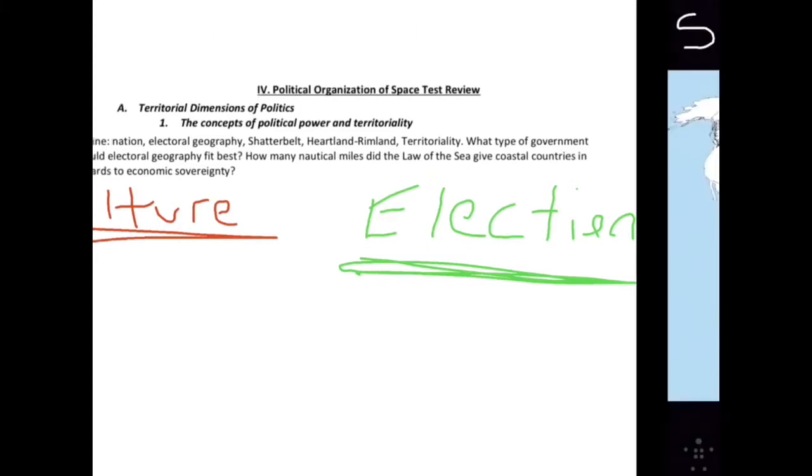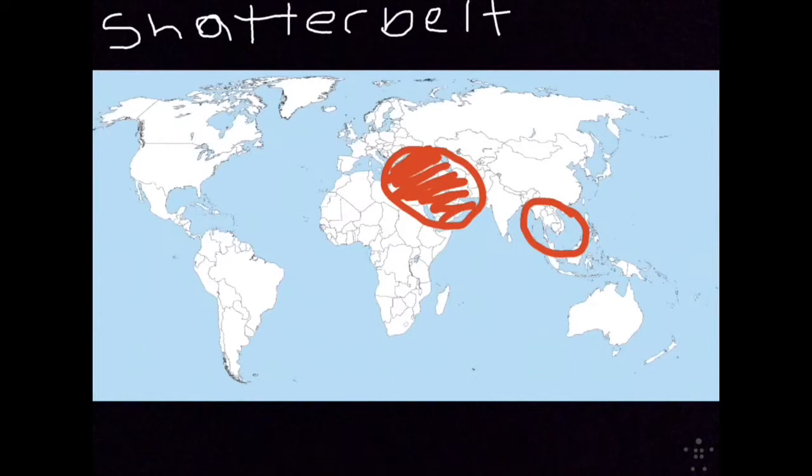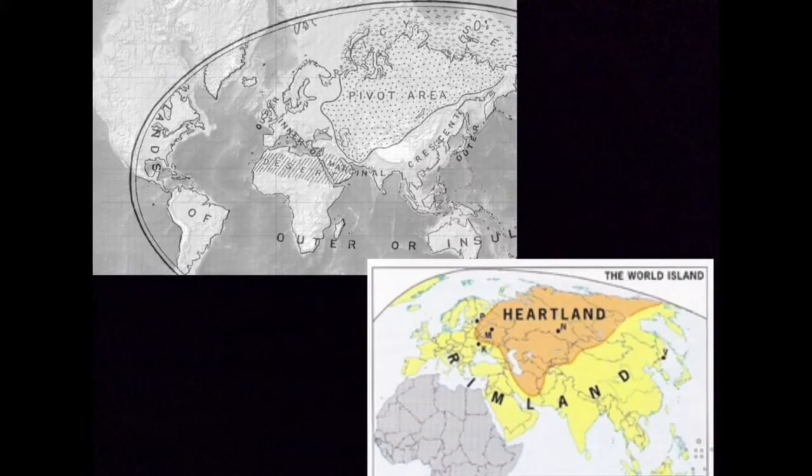Next, define what a shatter belt is. Remember, a shatter belt is an area in the world where there's consistent fighting going on. In Southeast Asia, this used to be a shatter belt. Today, definitely the Middle East area is a shatter belt. This is an area with consistent fighting that doesn't stop, and it's just an instability between regions that have opposing political and cultural values.